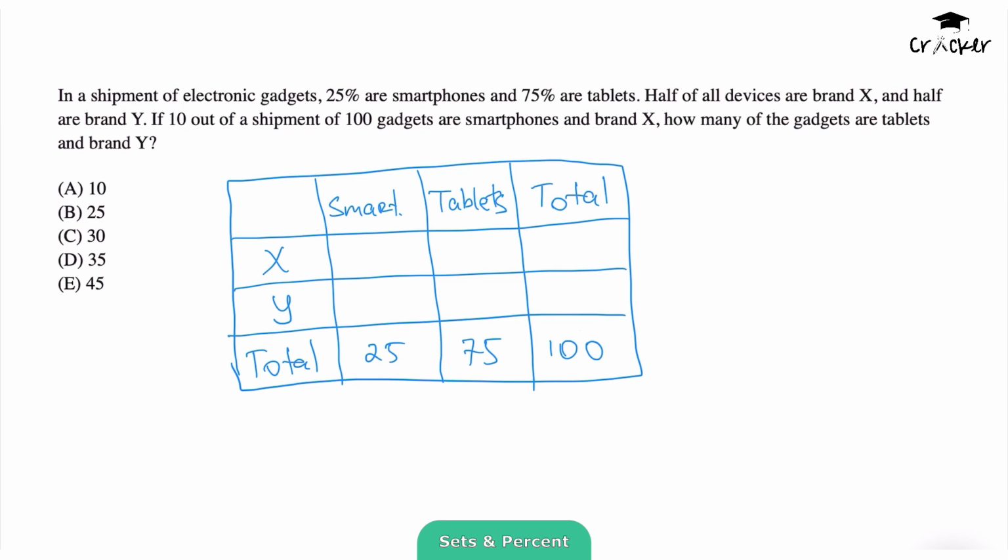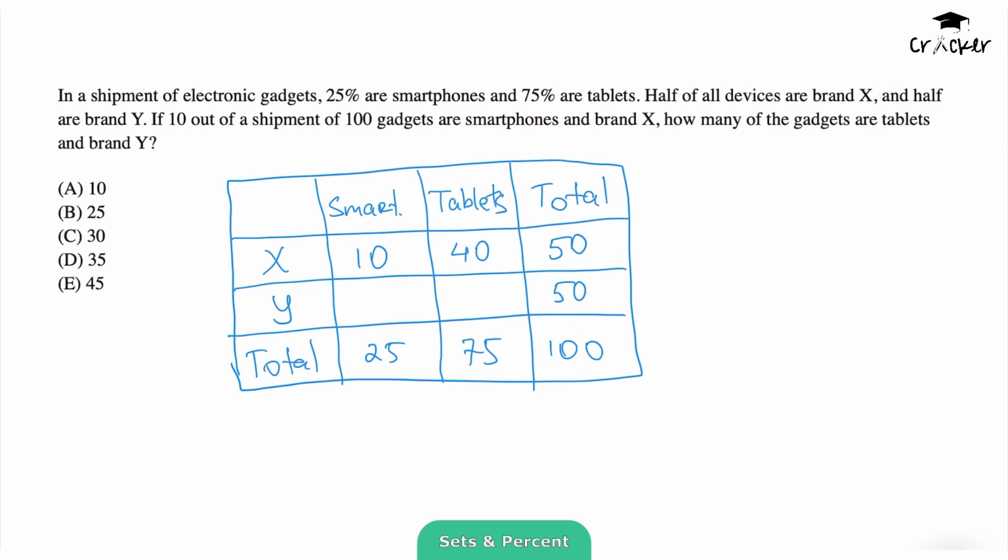Also, half of all gadgets are brand X, meaning 0.5 times 100 equals 50 brand X devices, and the other 50 are brand Y devices. We know that 10 gadgets are both smartphones and brand X. Since there are 50 brand X devices in total, and 10 of those are smartphones, the remaining brand X devices must be tablets. So the number of brand X tablets is 50 minus 10 equals 40.